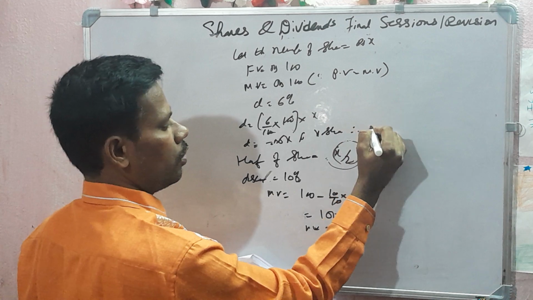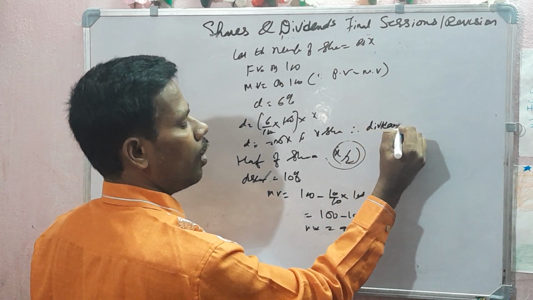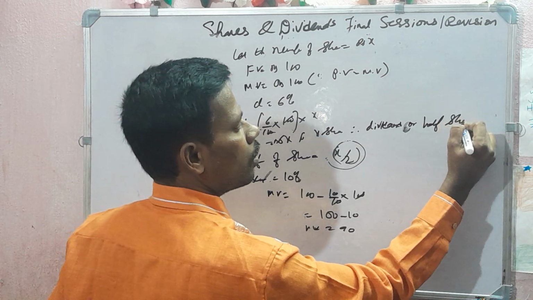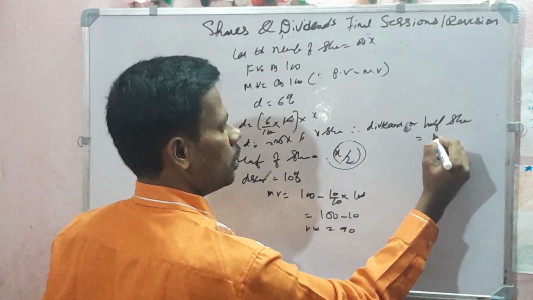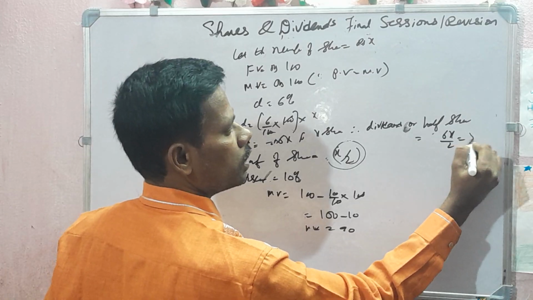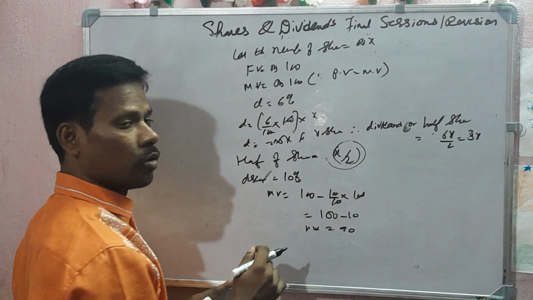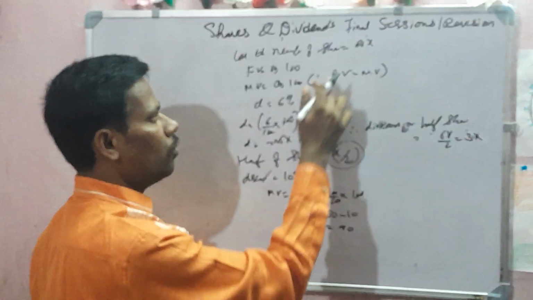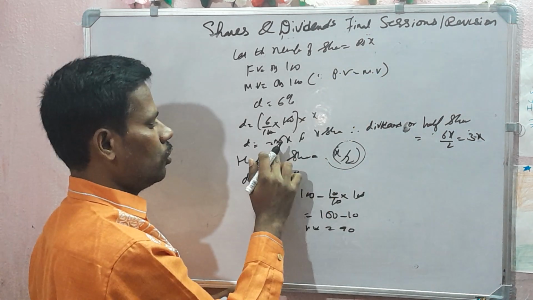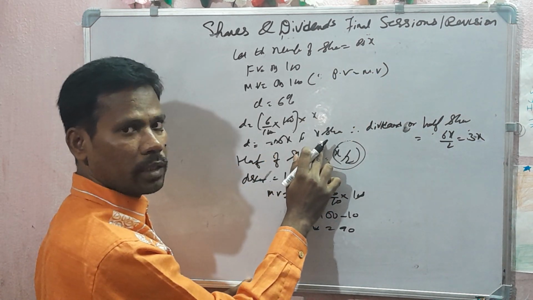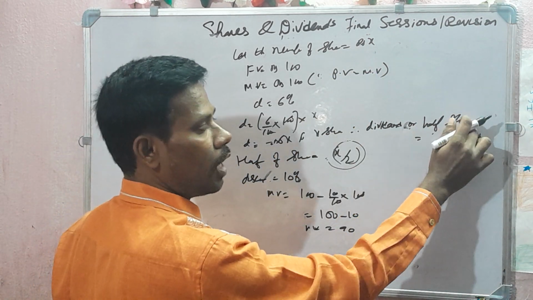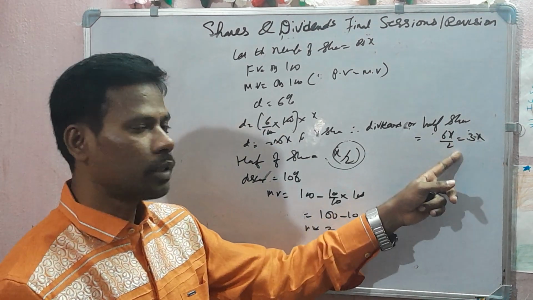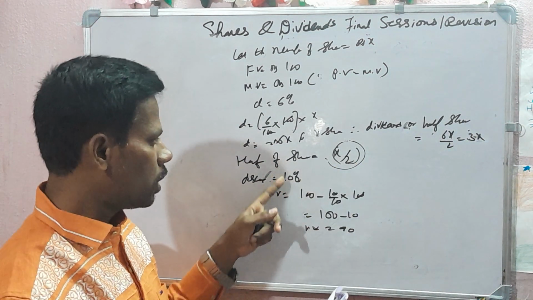Therefore dividend on half shares is nothing but 6x by 2, that is 3x. Why we have to use this is: here the number of shares is x, so this dividend is for x shares. Now dividend on half shares is 3x. So dividend on half shares is 3x. Now he sells half of this.